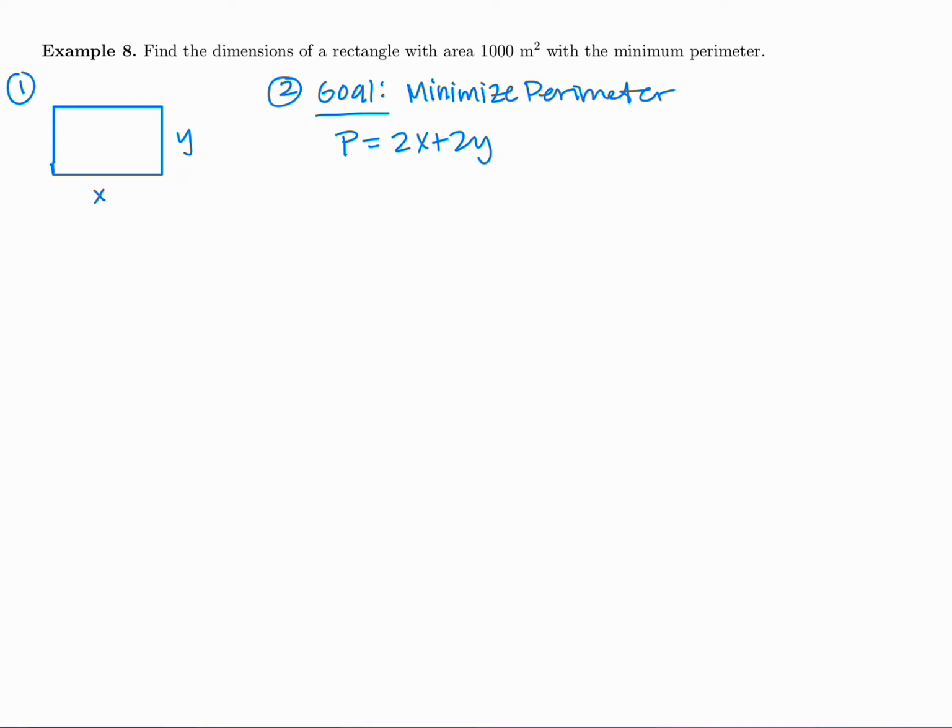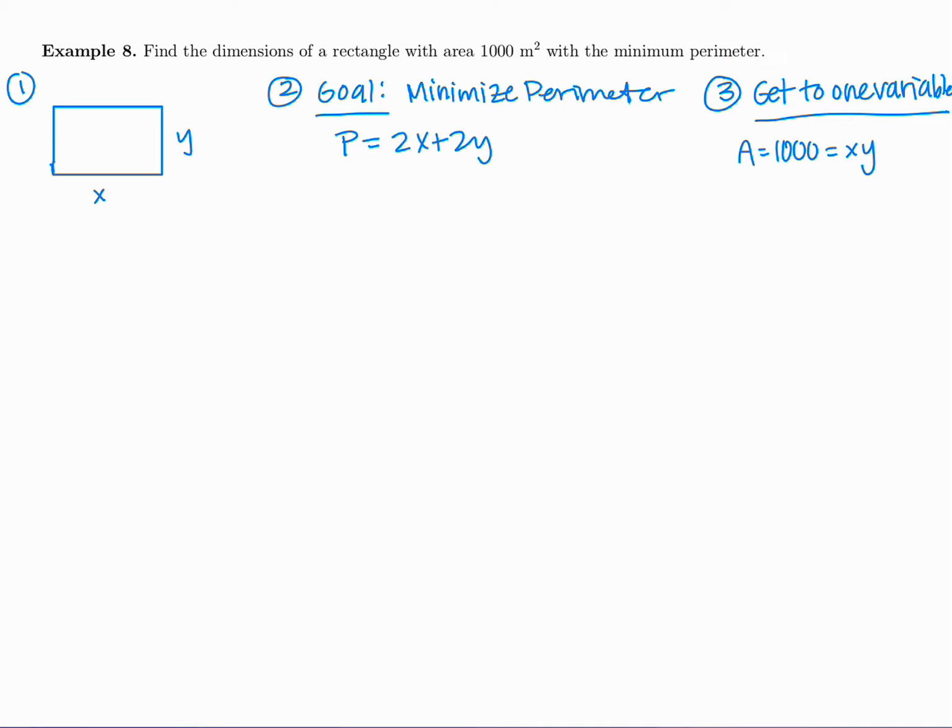Okay, so let's do that now. Let's get to one variable. Running out of room, barely squeeze that in. So what do I know? I know the area is 1,000 meters squared. And what is the area of this rectangle? Well, it would be x times y. So that gives me a constraint equation, our secondary equation, and it's going to help me plug into that first one to get it down to one variable. I'm just going to solve for y. So y is 1,000 over x.